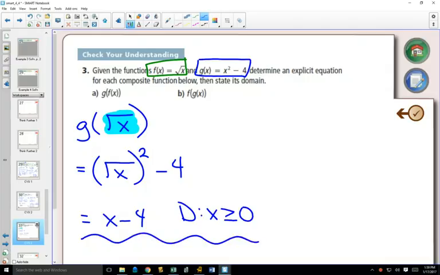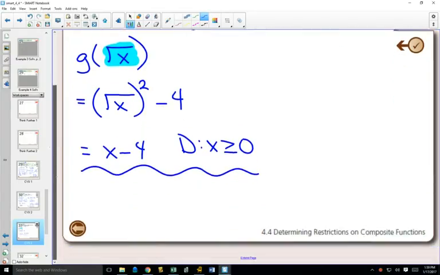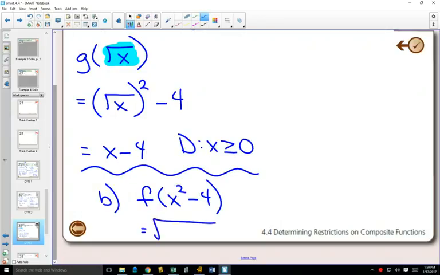For part B, f of g of x, well, g of x was x squared minus 4. And f of x says whatever you put in, you take the square root of it. So this will equal the square root of x squared minus 4. So there's our explicit equation.